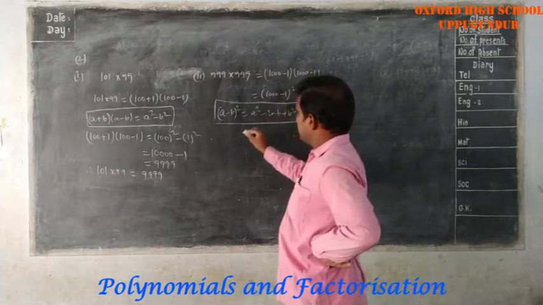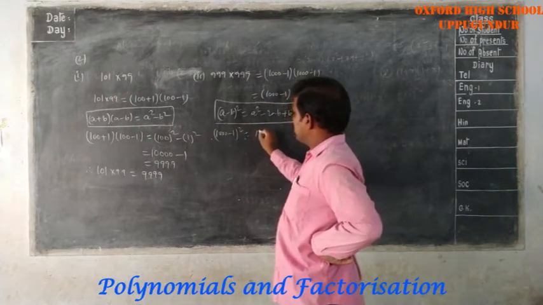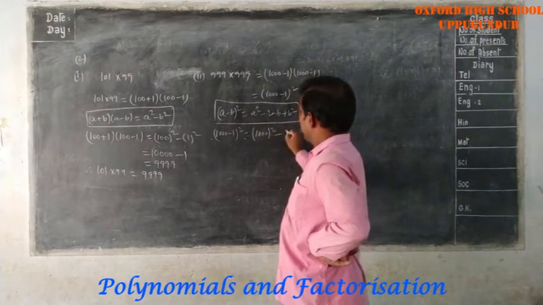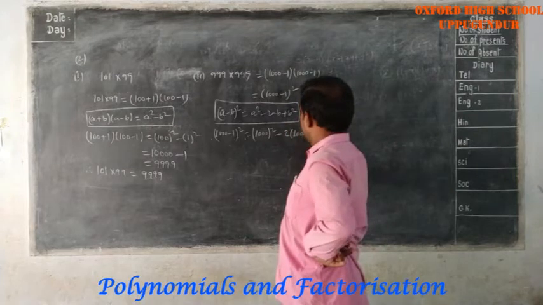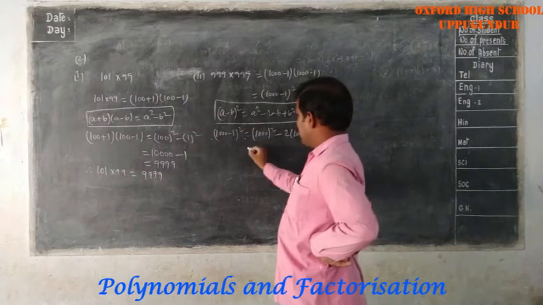Now 1000 minus 1 whole square equals 1000 square minus 2 of 1000 into 1 plus 1 square. 1000 whole square.